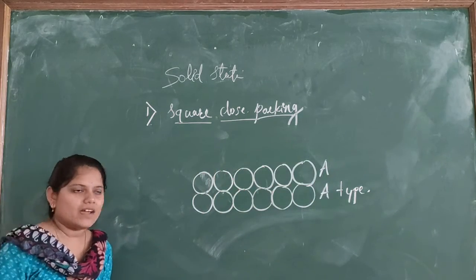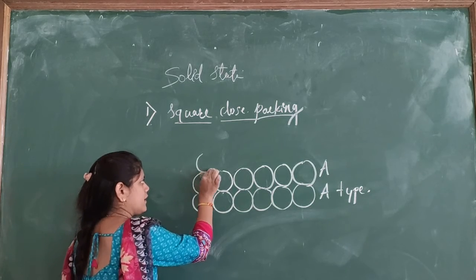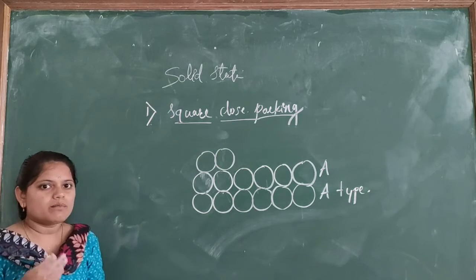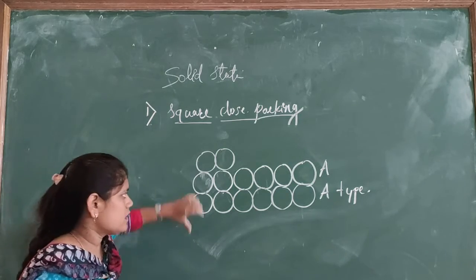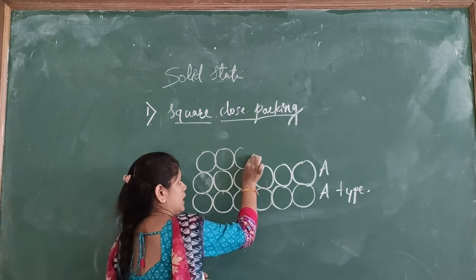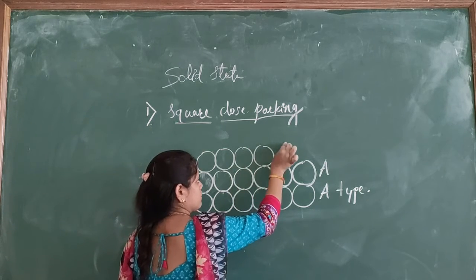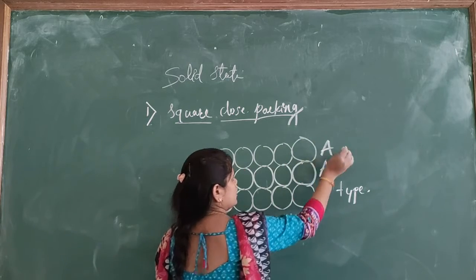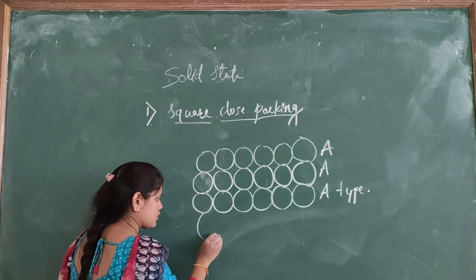Okay, if I draw in a similar manner, one row after another will be present in a similar manner, one above the other. We call it an AA type arrangement. So this is also A.